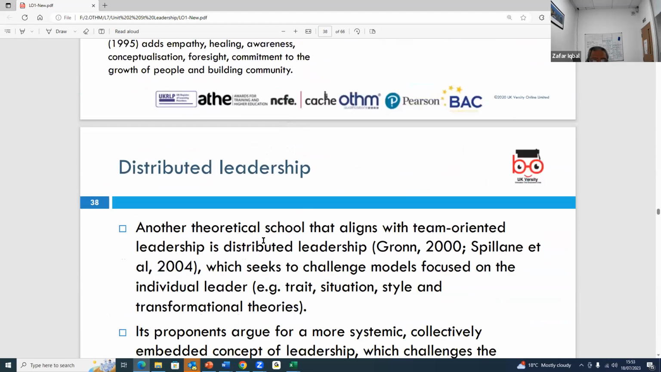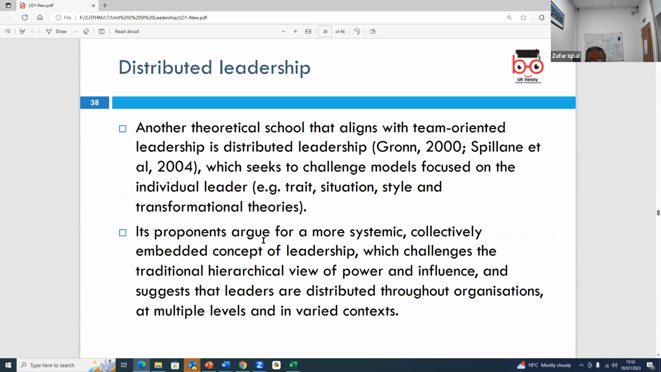Next thing is we need to look at the distributed leadership. Now, this type of leadership looks at leadership in a sense that it's distributed. It looks at the challenge model. It looks at the individual leader in the sense that they need a good challenge.